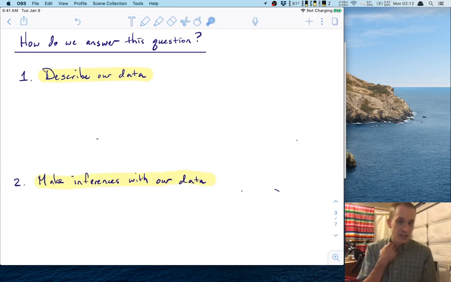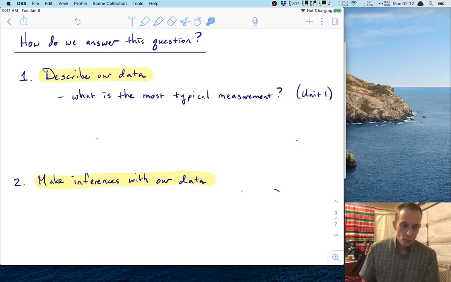The two things we're going to do in this course are to learn how to describe our data, so all those response times that we got, and then we're also going to learn a little bit later how to make inferences with our data. Now, what exactly do we mean by these two things? Well, by describing our data, we're asking what is the most typical measurement? And that is what we're going to cover in this unit.